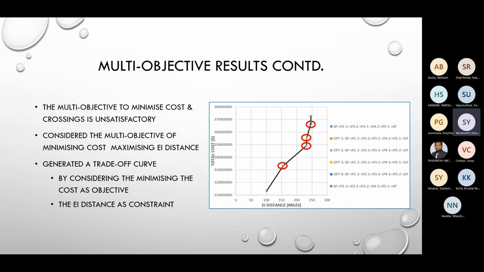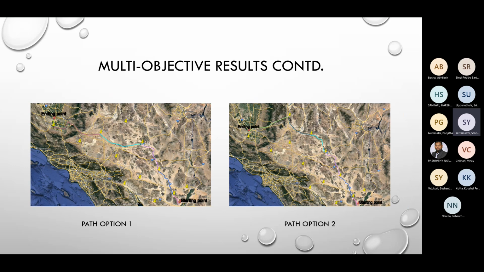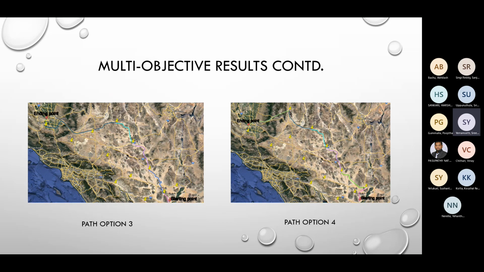Generally, in a multiple objective problem, all the points on the trade-off curve are the required or desired outcomes of the problem. Neglecting the first and last points of the curve, the other 5 points in this graph are our optimum results. These are the following routes in the next slides. These are the options out of which one can be selected. We can present these 4 routes as our solution for the multiple objective of minimizing cost and maximizing EI distance, out of which one is chosen by the relevant party.